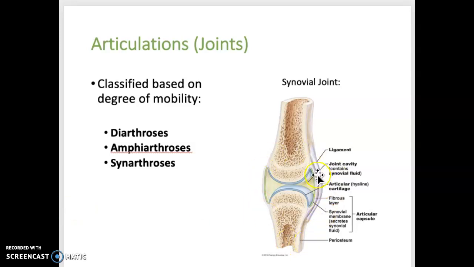Synovial joints, like the ones shown here, are the freely movable joints, and they contain several structural components. There's 2 that you should know specifically. The joint capsule surrounds the ends of the bones to form the joint cavity. And the synovial membrane is the inner lining of the joint capsule. It secretes synovial fluid, which fills the joint cavity. That's the space that you can see in here.